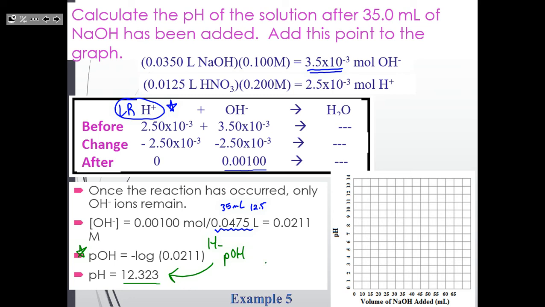That it's at 12.3. So if we're plotting 1, 2, 3, there's the spike at the equivalence, and now another big spike all the way up to 12. So just a couple more and we will be finished here.